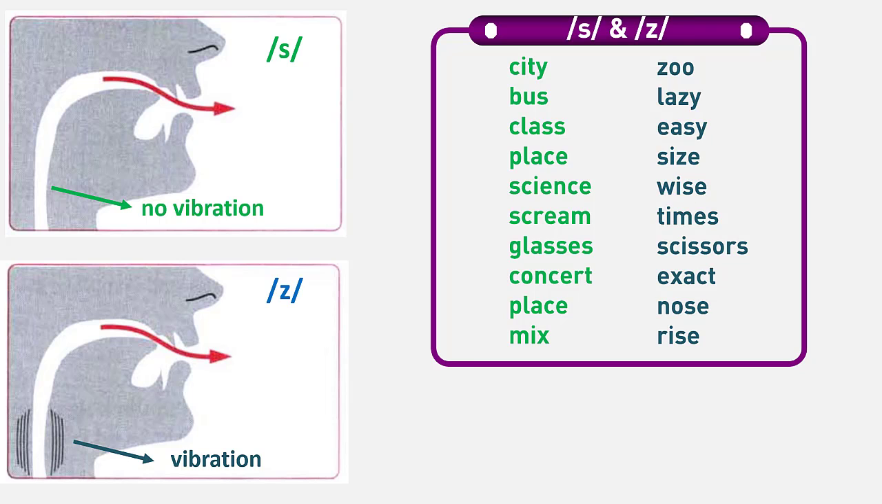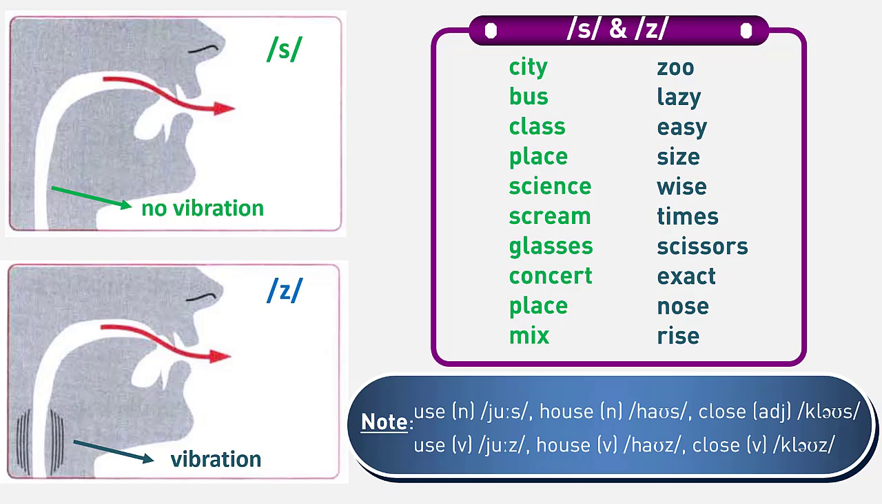Be careful with the words at the bottom of the screen. The pronunciation of these can change depending on the part of speech that we're using. For example, use as a noun, but use as a verb. House as a noun, and house as a verb. Close as an adjective, but close as a verb.